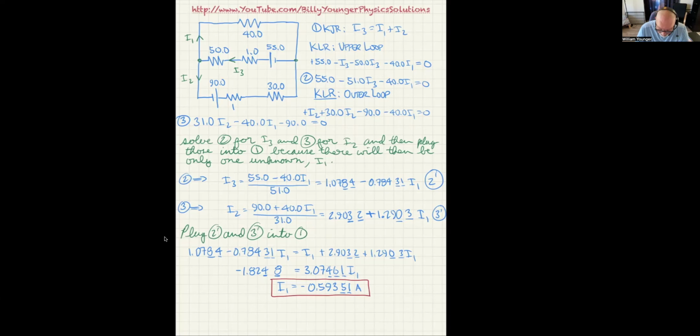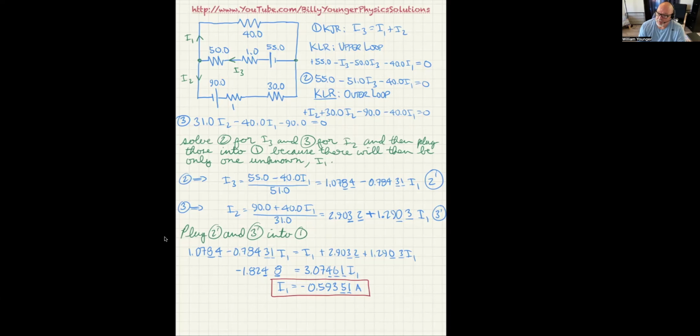3.07461, and that gives me I1 is equal to negative 0.59351 amps. So the negative tells us that we were incorrect when we actually guessed the direction of I1 being to the right through the 40 ohm resistor. We actually got that wrong. That's okay.